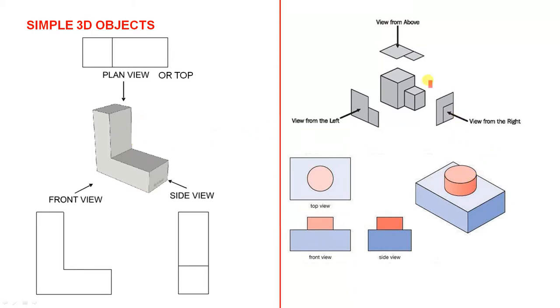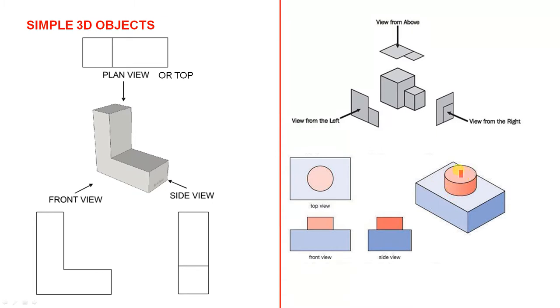Here's another 3D object here. If you look at it from above, that's what you see. Look at it from this side, that's what you see. That's from the left side. And if you look at it from this side, that is what you see. So these are the views. This one, and that one, they are what you see on the normal flat sheet of paper.